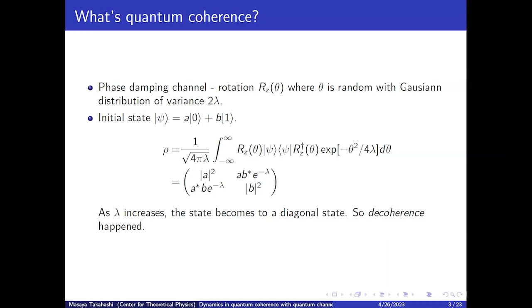So the coherence matters because if we have zero here, the diagonal state is a kind of classical state, so we want to keep our coherence in these non-diagonal elements. But at this moment, this statement is qualitative, so we need a more mathematical framework to analyze coherence.